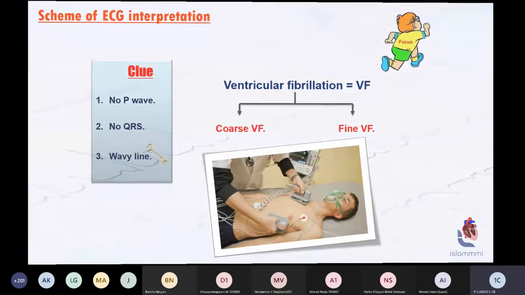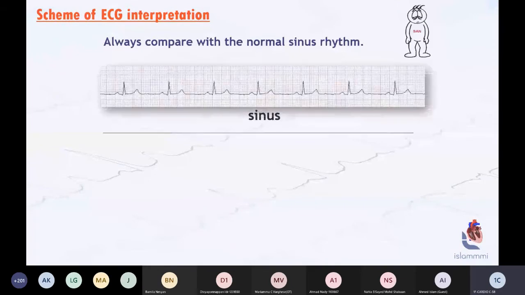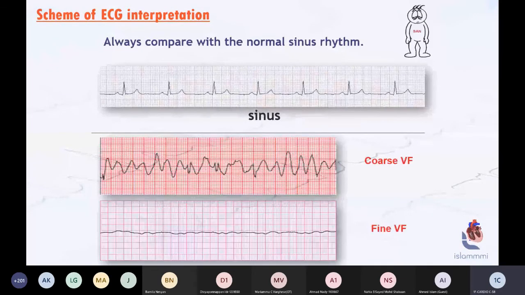There is one thing I have to make clear here. If you look at the coarse ventricular fibrillation, it's quite clear. You don't have a P wave, you don't have a QRS, it's only a wavy line. You know that this patient is dying, give him a DC shock. But the next one is very tricky. Why is it very tricky? Because you have just a line. If you remember, we said before, you have what we call asystole. So sometimes it's not asystole, it's a fine ventricular fibrillation.